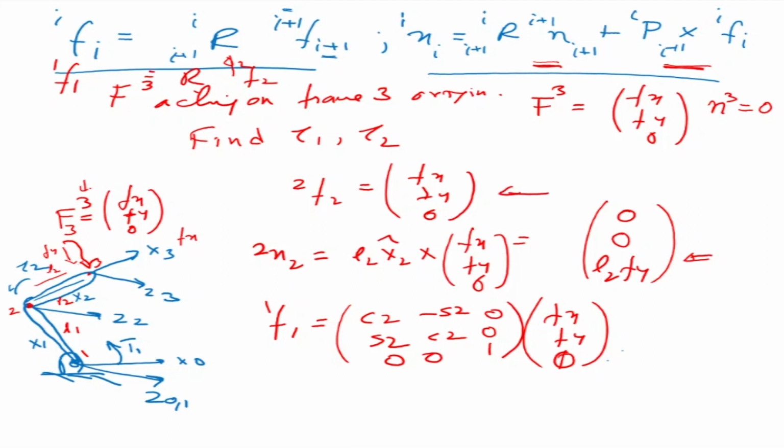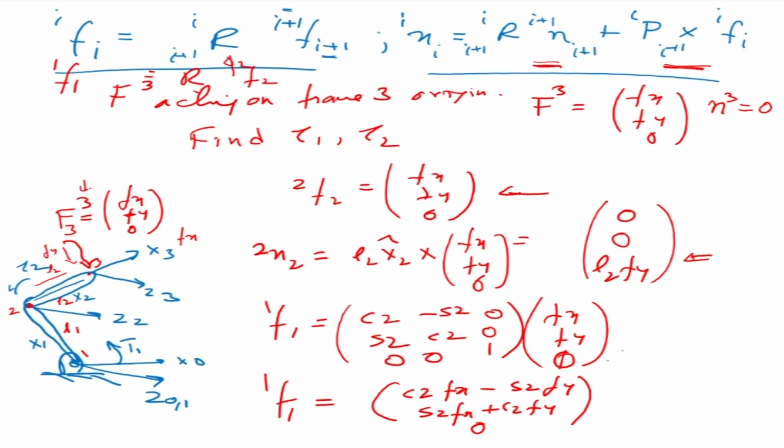So what I get is cos θ2 fx minus sin θ2 fy, sin θ2 fx plus cos θ2 fy, 0. Okay, so this is my f11, the force acting at joint 1. Now I need the moment.